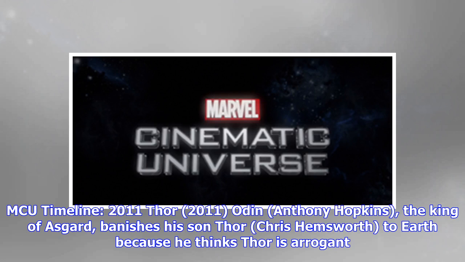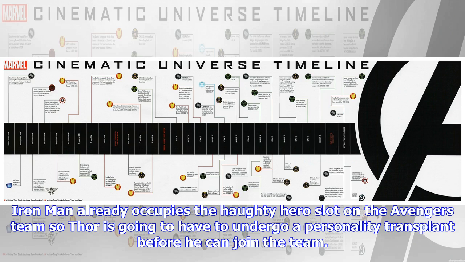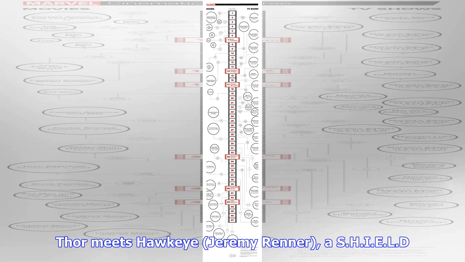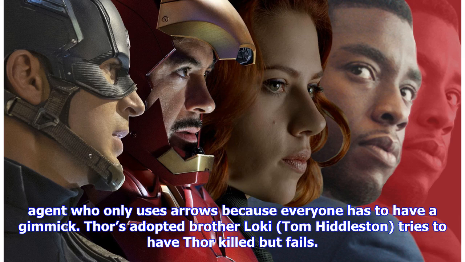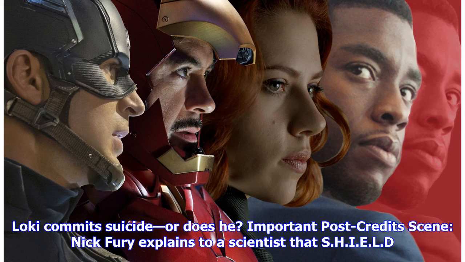MCU timeline: 2011, Thor. 2011, Odin, Anthony Hopkins, the king of Asgard, banishes his son Thor, Chris Hemsworth, to Earth because he thinks Thor is arrogant. Iron Man already occupies the haughty hero slot on the Avengers team, so Thor is going to have to undergo a personality transplant before he can join the team. Thor meets Hawkeye, Jeremy Renner, a S.H.I.E.L.D. agent who only uses arrows because everyone has to have a gimmick. Thor's adopted brother Loki, Tom Hiddleston, tries to have Thor killed but fails. Loki commits suicide, or does he?